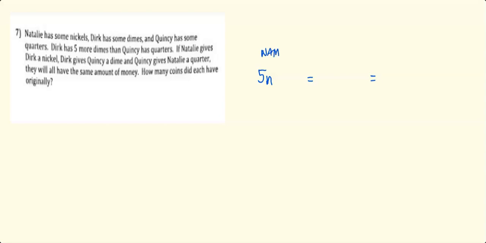This is Natalie. This is Dirk. This is Quincy. So when she gives one of those away, she'll have 5 less cents. So let's write this as 5n minus 5. And remember, Quincy is going to be giving her a quarter. So then she'll have plus 25 more cents.